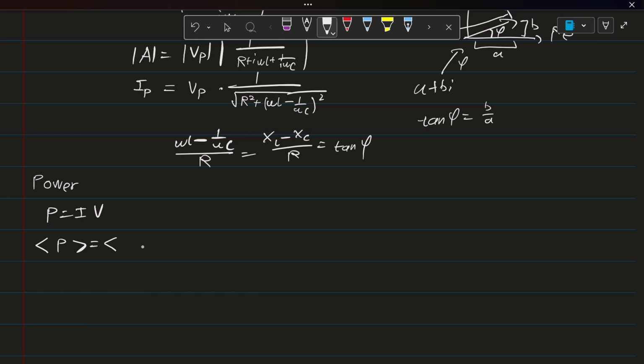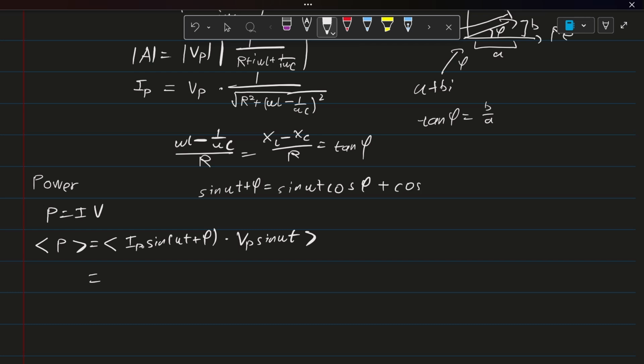And let's just state that the I has a phase difference. So this will be Ip sine omega t plus phi. So pretty much sine and cosine could be swapped any way that I want. Multiply this by the Vp sine omega t. Now let's try to figure out the average. So first, sine omega t plus phi has the property that it is sine omega t cosine phi plus cosine omega t sine phi.